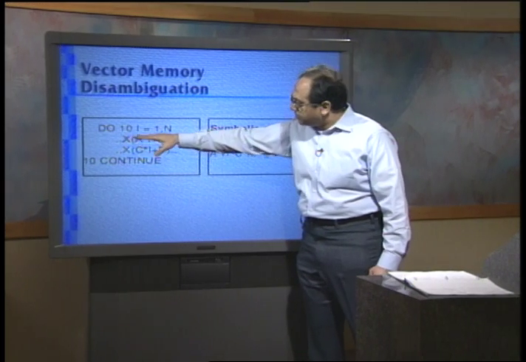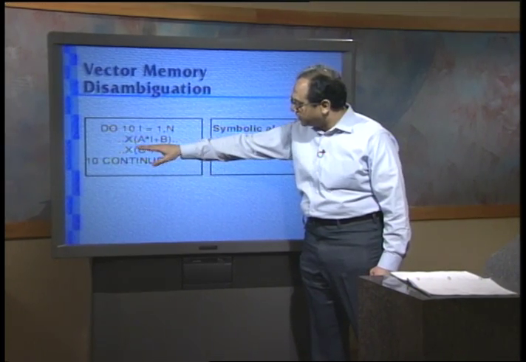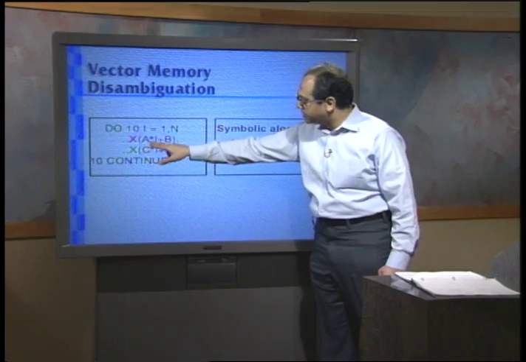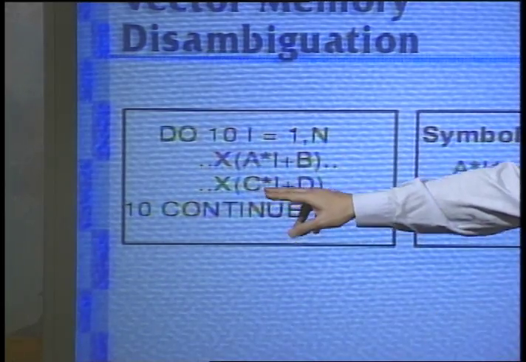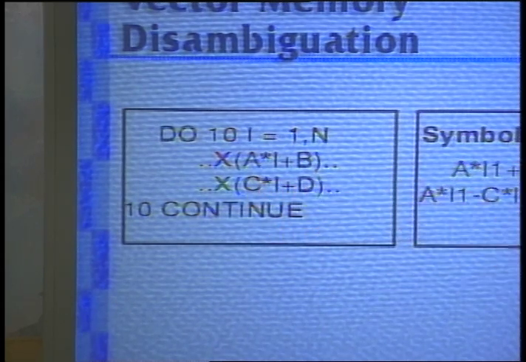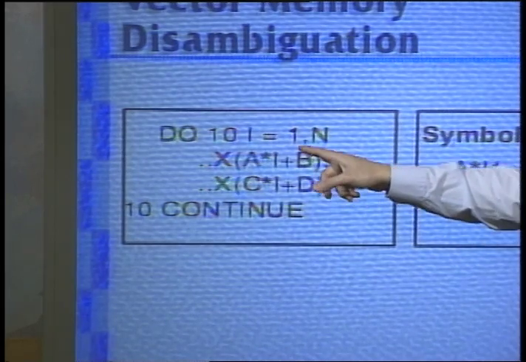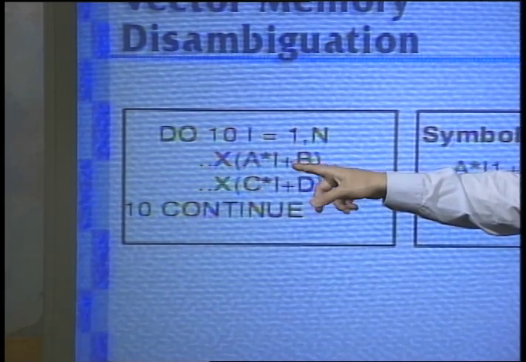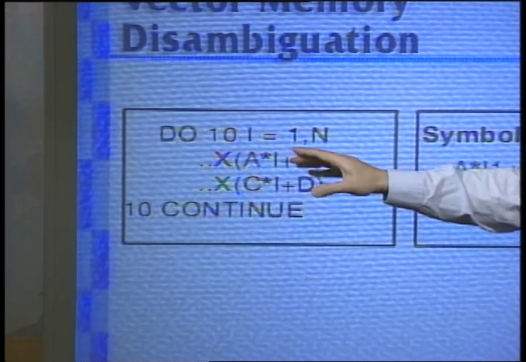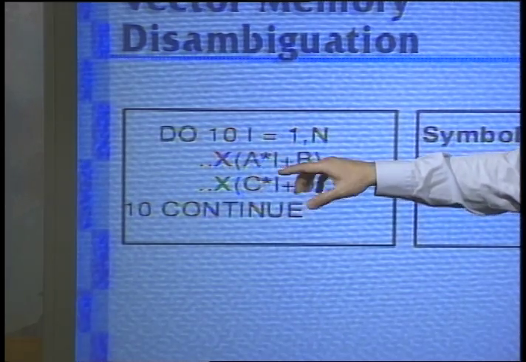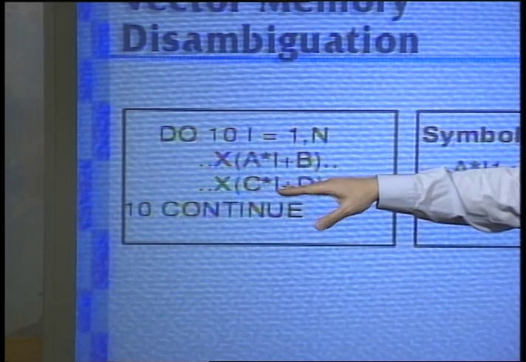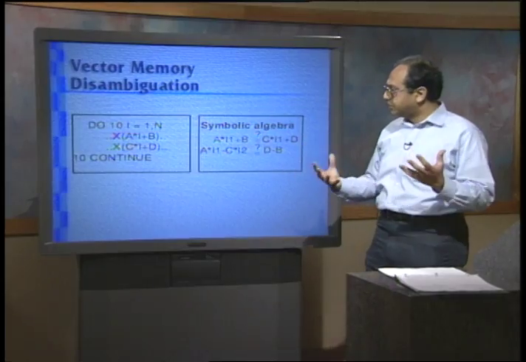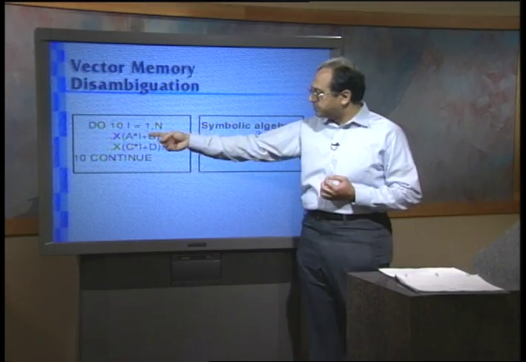Now, suppose we have two references again. One subscript is A times I plus B, where I is the trip count, and the other subscript is C times I plus D. What we'd like to understand once again is, on any iteration, that is for any value of I, is this address the same as this address for a different value of I? In other words, on two different iterations potentially, can this address be the same as that one?